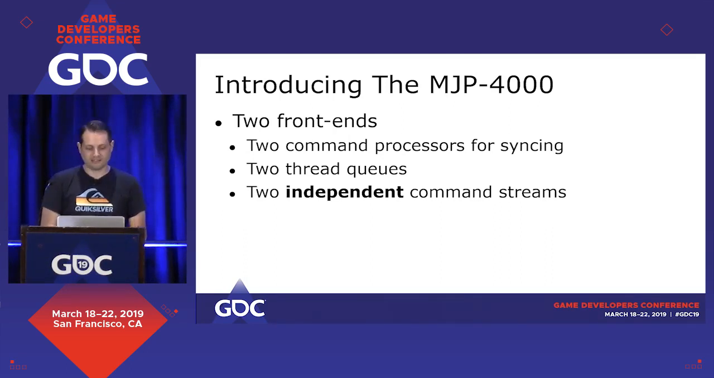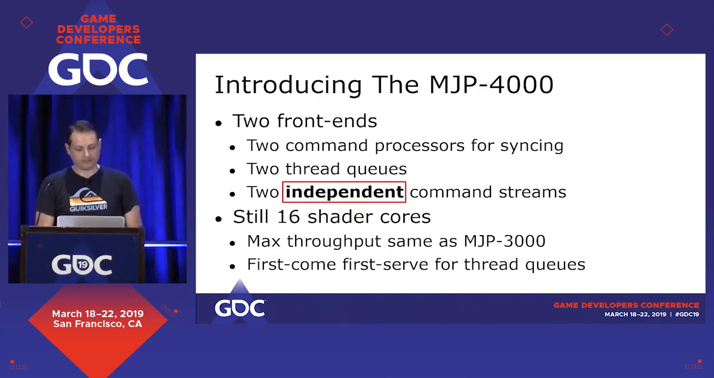And the key here is that now this enables us to have two independent command streams, right? If we have two command streams that aren't going to sync with each other, they just may have synchronization within a command stream. This is what we can run on this now. And again, independent really is the key word to focus on. Like I said, we still only have 16 shader cores, so our max throughput hasn't actually increased versus the MJP 3000s. So if we hit 100% utilization, we can't really beat that. We'll still be bottlenecked by the shader cores.